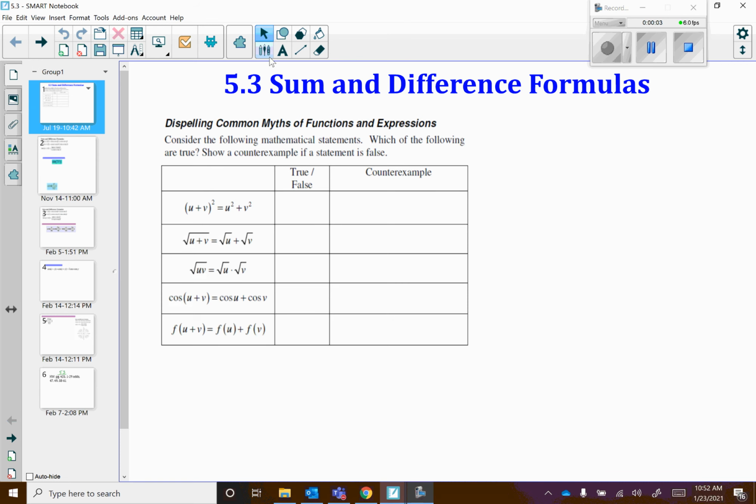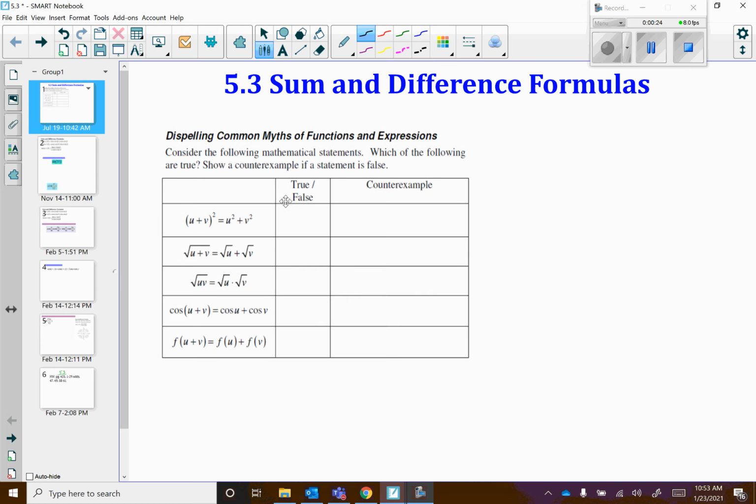All right. We are on 5.3, sum and difference formulas. And before we actually get to our sum and difference formulas, I want to look at a couple common myths. So the first is that if I take a binomial, u plus v, and I square it, I get u squared plus v squared. Hopefully you're looking at that and thinking, no, that is illegal math. That is a false statement.